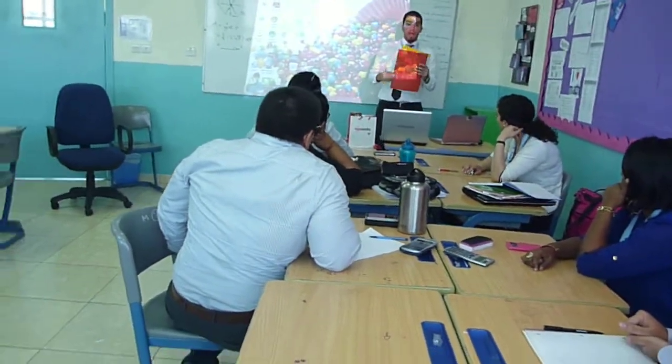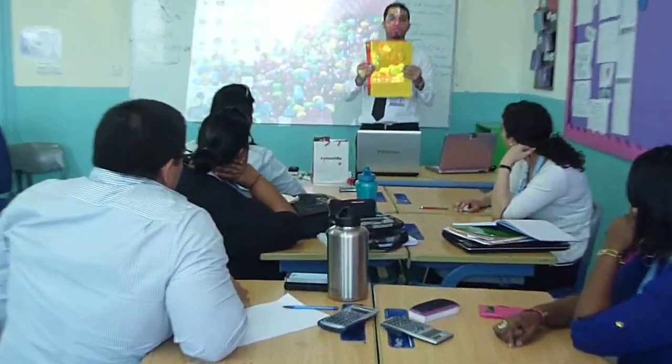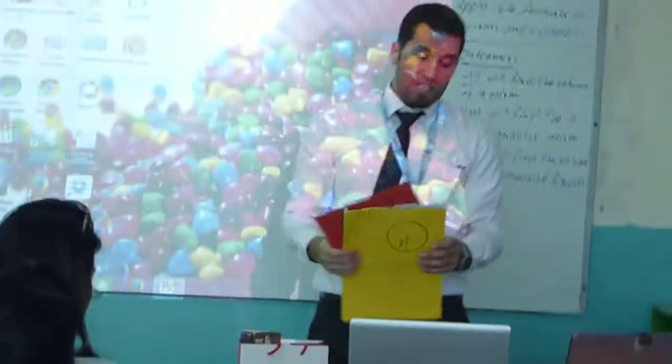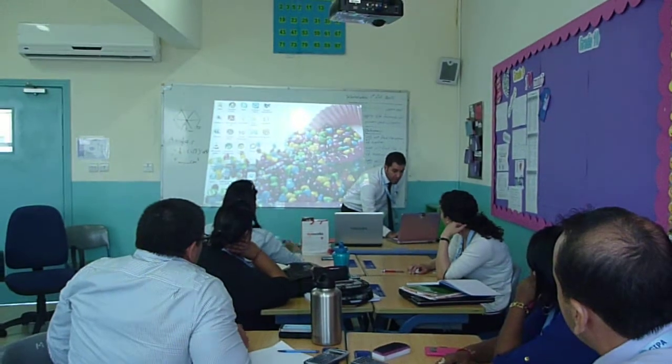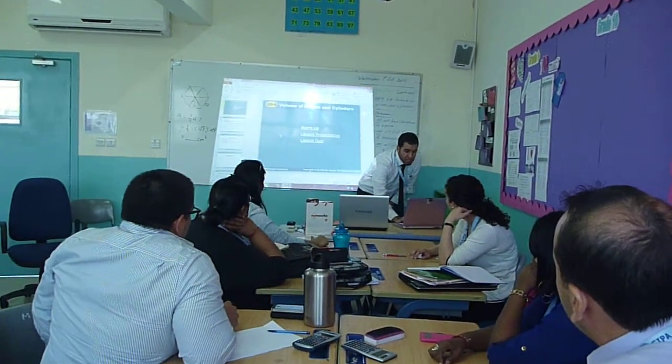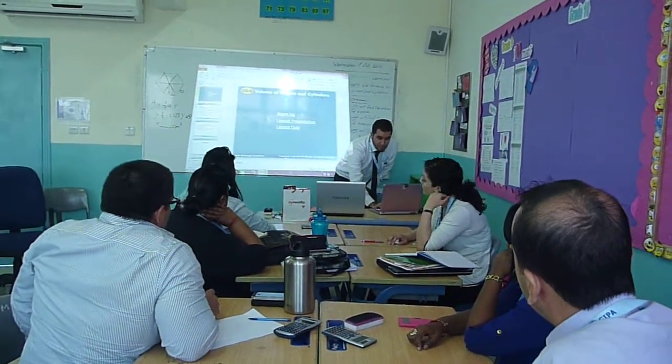Now you apply the area formula to find the areas of different shapes. But our lesson is not about the area. Our lesson is about the volume. And who has an idea? I think you heard about volume in English. What do you mean by that volume?